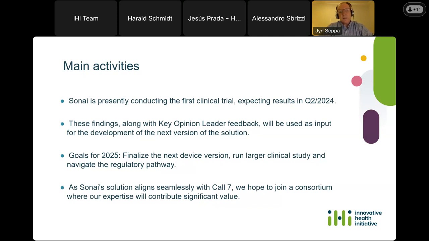And as we think that this solution is really what the call is all about, we hope that there is a consortium that would also be interested to hear more about our solution.